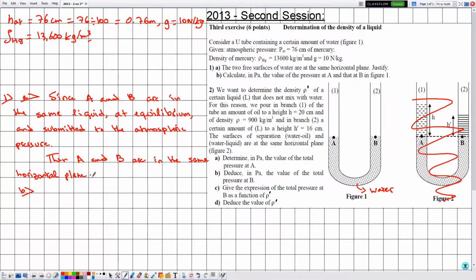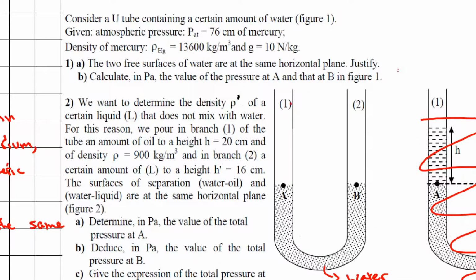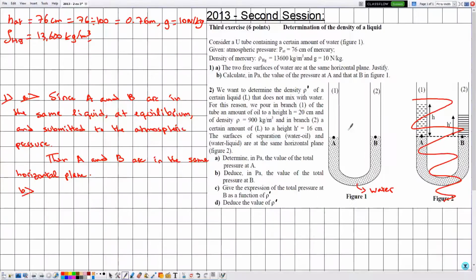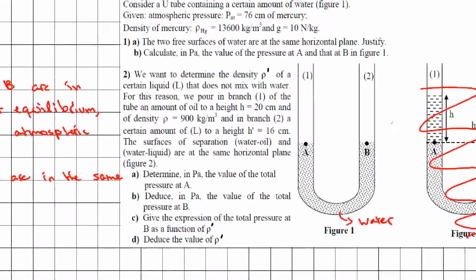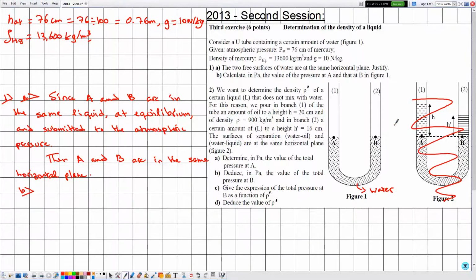And now in part B: calculate in Pascal the value of the pressure at A and that at B, figure 1. As we have said that A and B are submitted to the atmospheric pressure, in other words, we need to calculate the atmospheric pressure, which is given by P atmosphere.